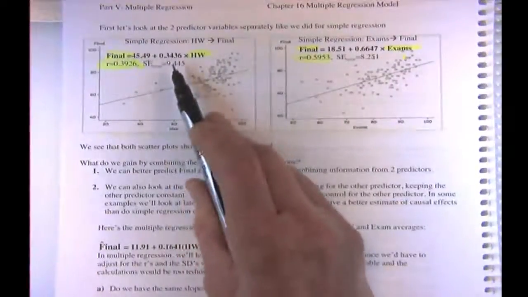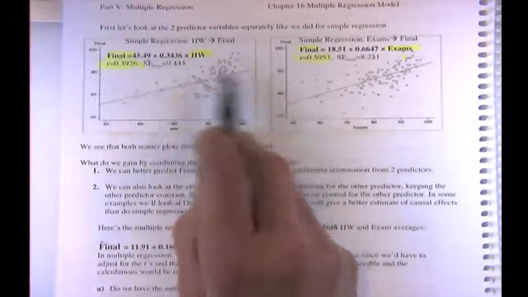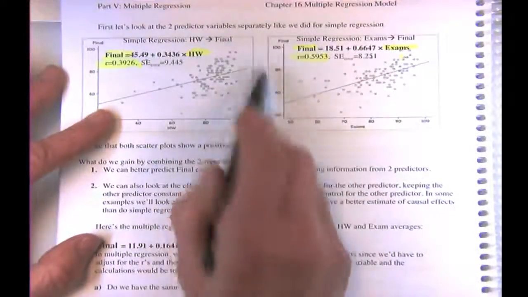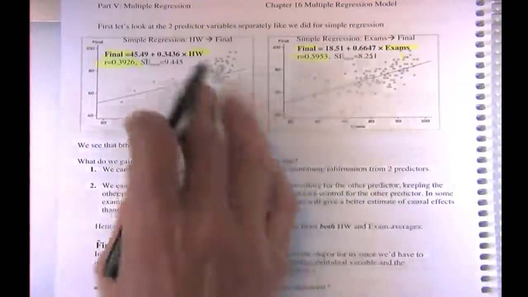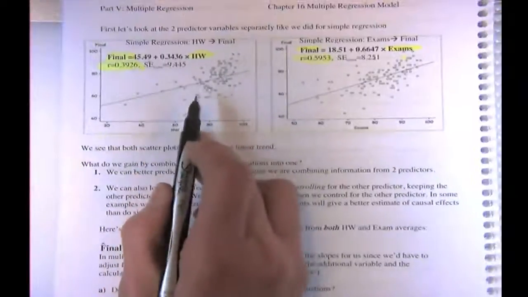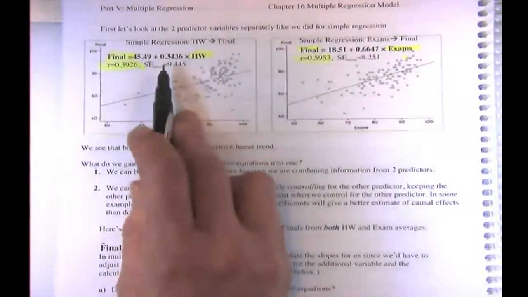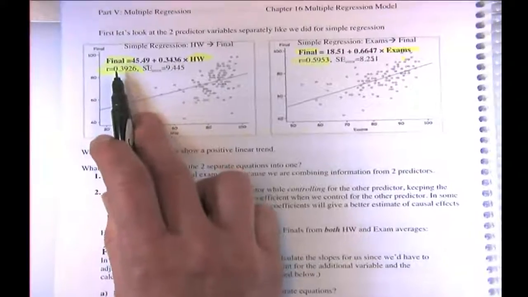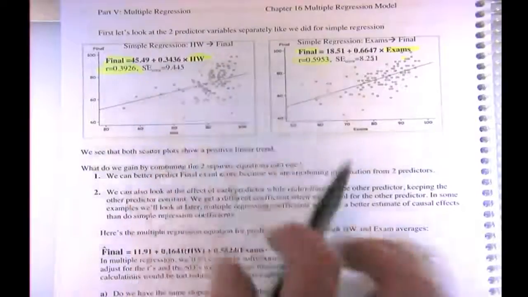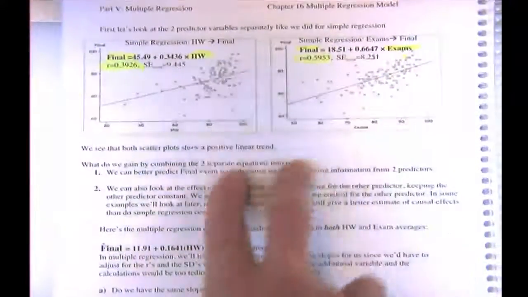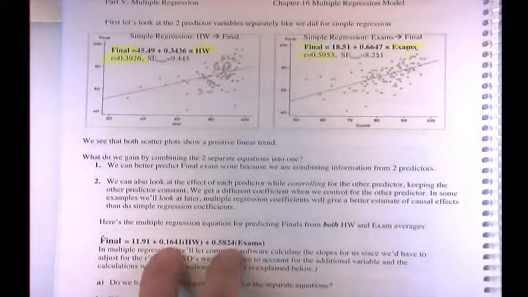And same here. This is saying, when you ignore exams, this is lumping everybody together. You're not controlling. You're not comparing apples to apples. You're not stratifying. You're just lumping everybody together here. And it says for each extra point of homework, your final exam score on the average goes up by 0.3436 points. Can anybody figure out why those all of a sudden are both diminished when we put them together?